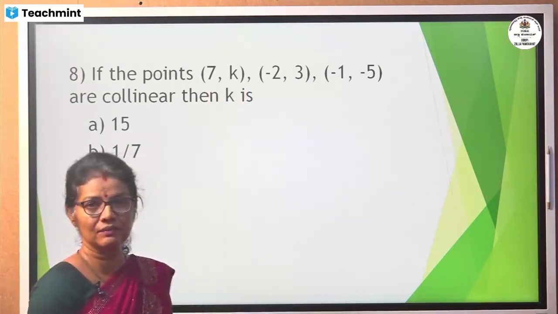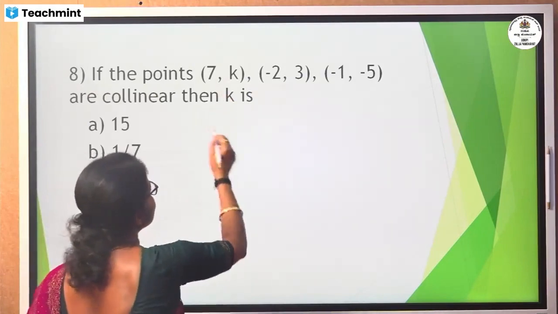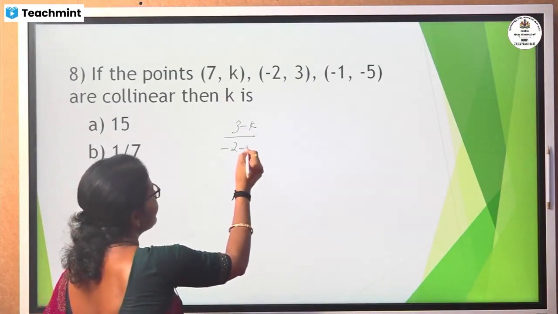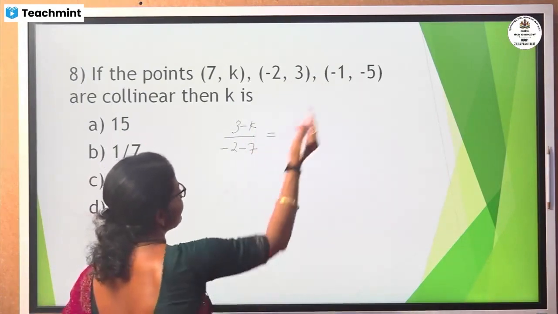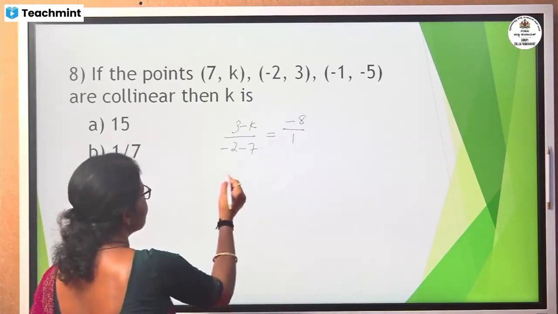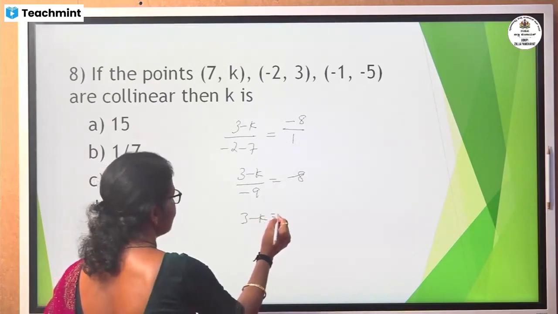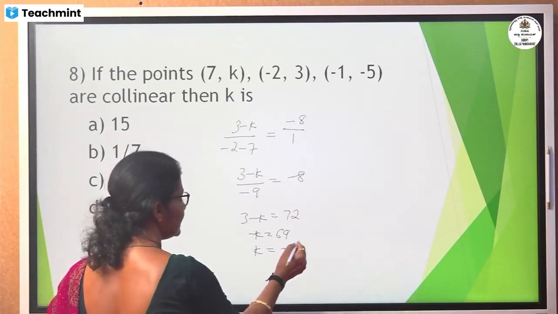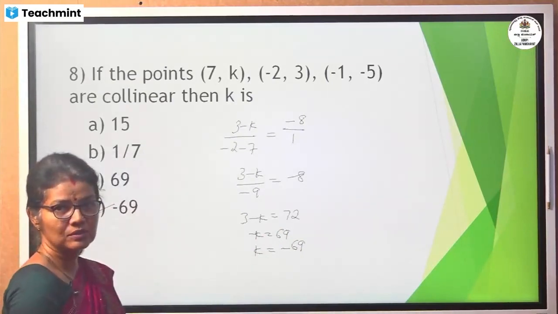So when 2 points are given, to get the slope, the formula is y2 minus y1 divided by x2 minus x1. That is (3 minus k) divided by (-2 minus 7). On the other side, I'll consider the second and third points. Again get the slope: y2 minus y1, that is -5 minus 3, -8, divided by -1 plus 2, that is 1. If you simplify this, 3 minus k over -9 equals -8. So 3 minus k equals 72, minus k equals 72 minus 3, that is 69. So k is -69. Option D holds good.